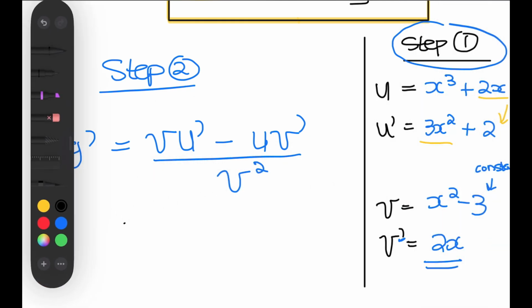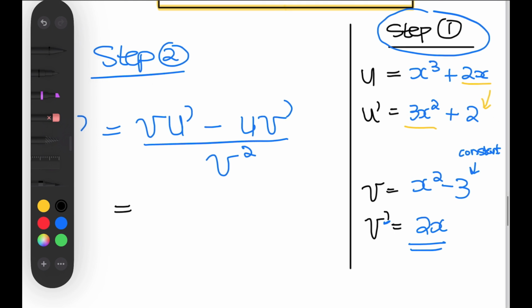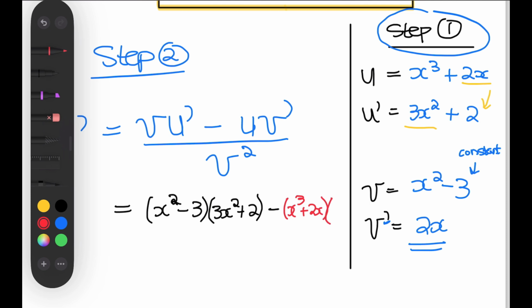I'm going to substitute or simply plug in all my variables. In this case, I'm going to have v, which is just x squared minus 3, times my u prime, 3x squared plus 2, minus my u, x cubed plus 2x, multiplied by my v prime of 2x, all divided by my v squared, which is simply x squared minus 3, all of that squared.